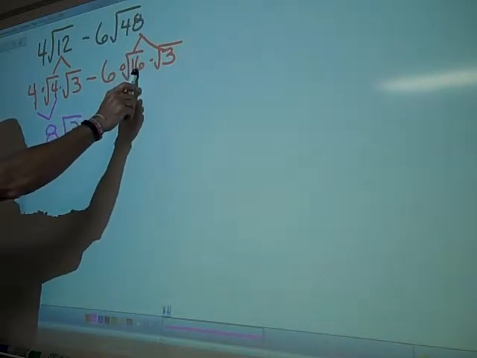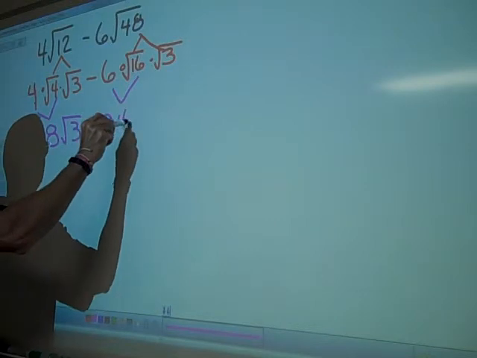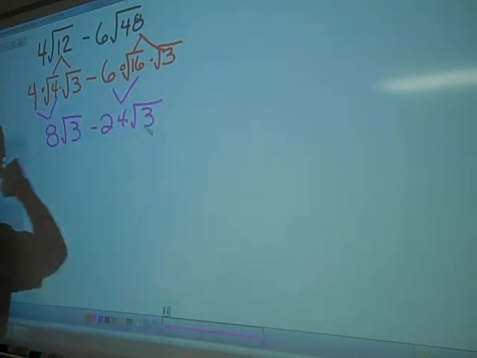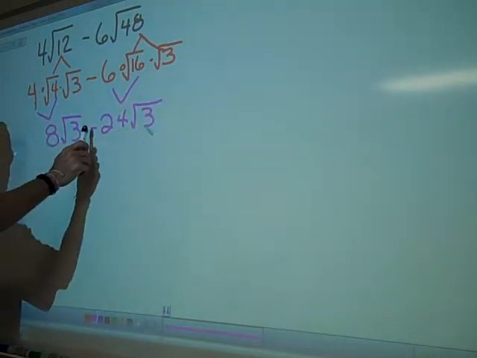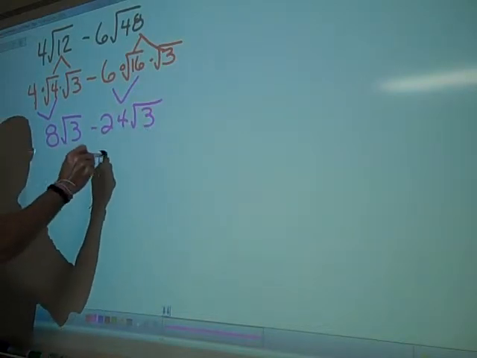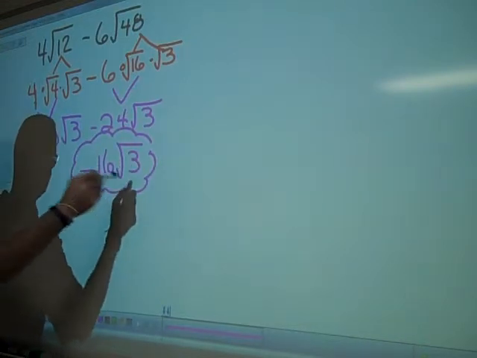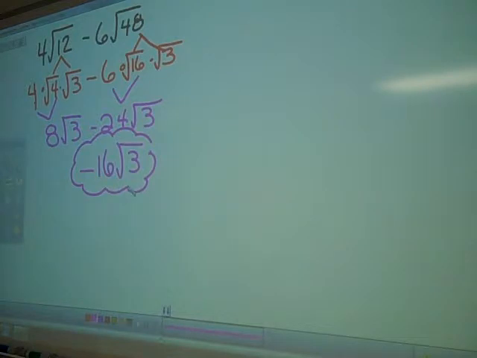Class, what is 16? 4 times 6? 24 square roots of 3. Class, what's 8 square roots of 3 minus 24 square roots of 3? Negative 16 square roots of 3. Questions. Does anybody have any concerns regarding what just happened there? No. Okay, I'm gonna give you one more problem, and I'm gonna give you about 4 minutes to do it.